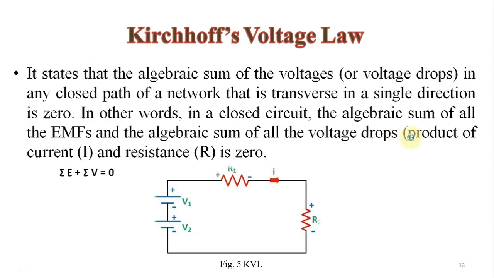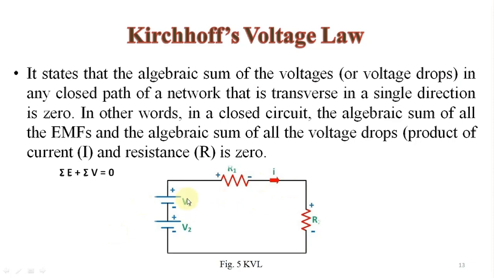On to the next topic, that is Kirchhoff's voltage law. As we know, Kirchhoff's voltage law says the algebraic sum of EMF, meaning applied voltage, and voltage drop across a circuit is equal to 0. Mathematically it may be written as summation of E plus summation of V is equal to 0. Here E is the applied voltage and V is the voltage drop across resistors R1 and R2. So in this diagram, V1 and V2 are the applied voltages. That is not an issue, we consider them as E1 and E2.